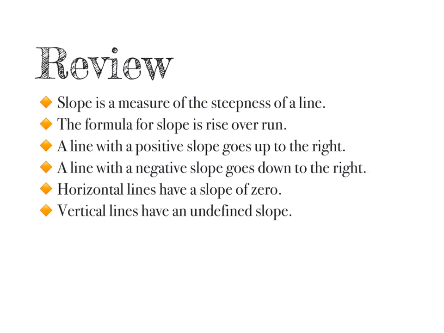Alright, so a quick review. Slope is a measure of the steepness of a line. It's the most important idea for you to get from this video and from this handout. The formula for slope is rise over run. A line with a positive slope goes up to the right. A line with a negative slope goes down to the right. Horizontal lines have a slope of 0, and vertical lines have an undefined slope. Those are the central ideas you should get from this section 5.3.